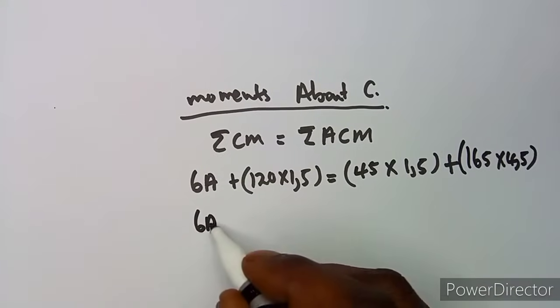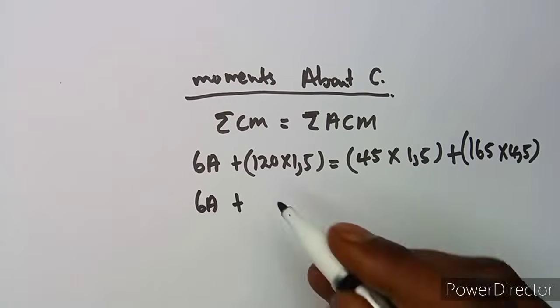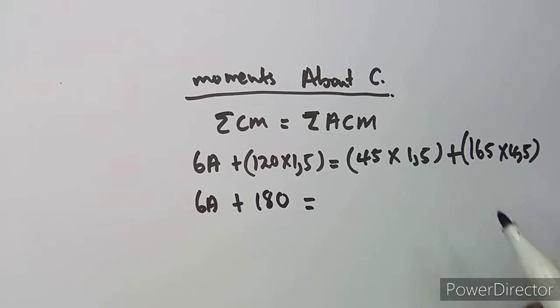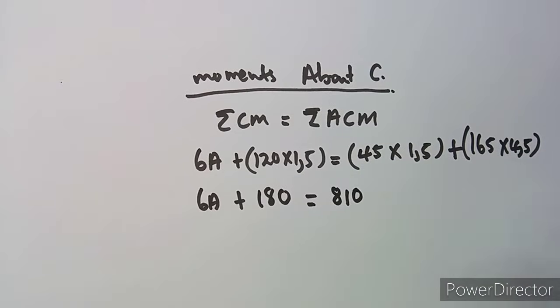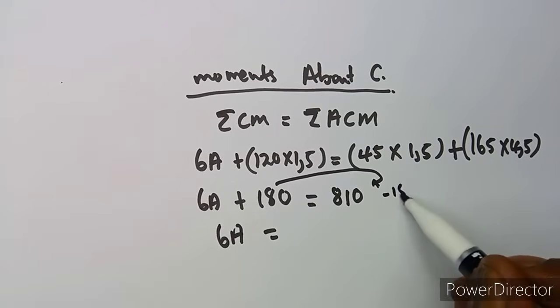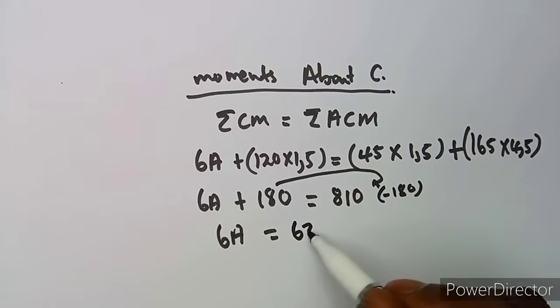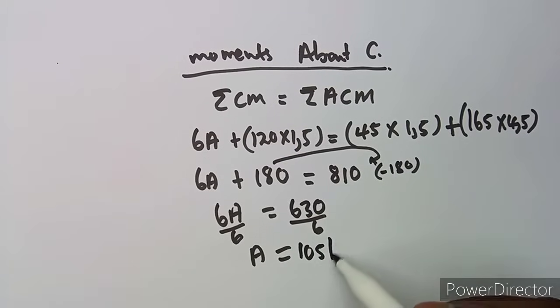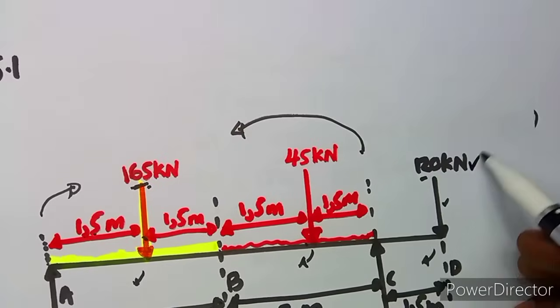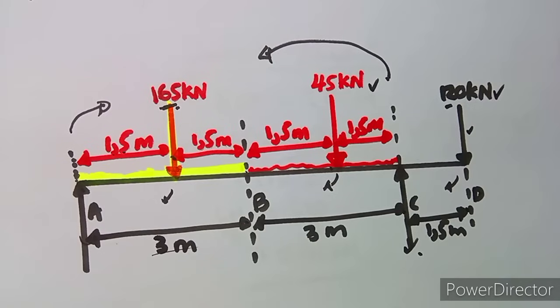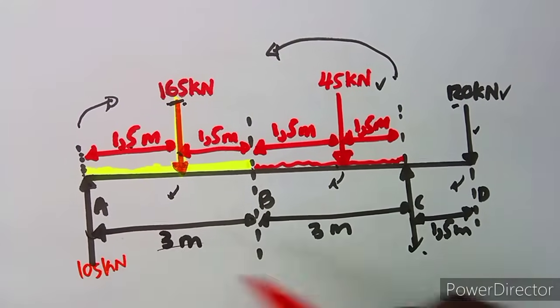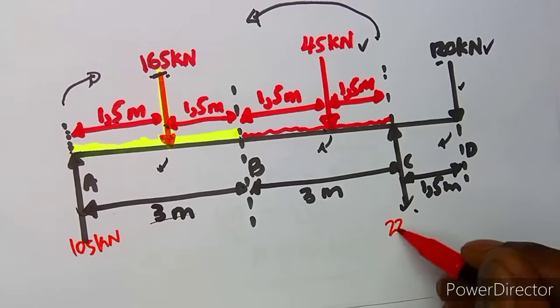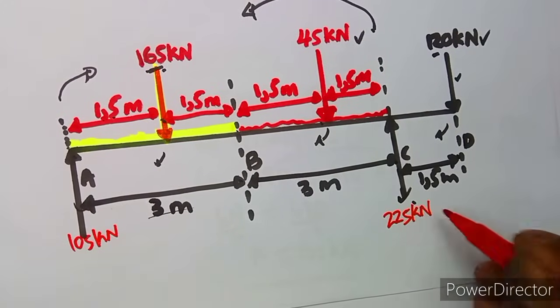All right, so this is going to be 6A plus, if we combine properly, it's going to be 180. That is, combine the other side, everything, that's 810. All right. So to obtain the value of A now, we're just going to transpose 180 to the other side of the equation, and that will be negative 180. So if you subtract, that will be 630, divide by 6 both sides, then we can be able to find the value of A in kilonewton. Remember, we are given other forces here in what? In kilonewton. So that means also these supports are supposed to be in kilonewton. So that's what we are having, guys. For the value of A, we obtained 105 kilonewton here. For the value of C, we obtained 225 kilonewton. That's what we had.